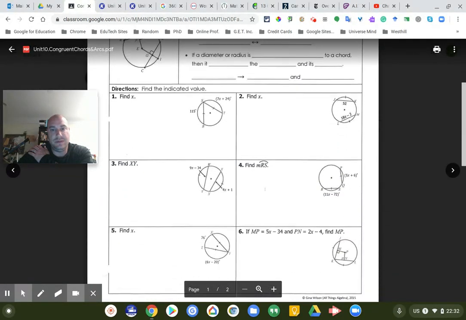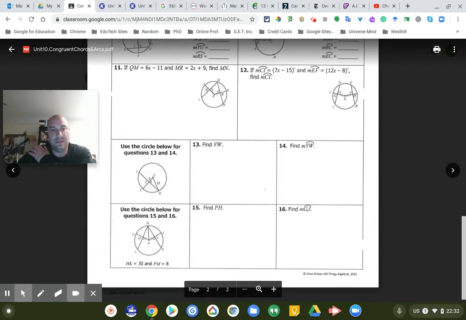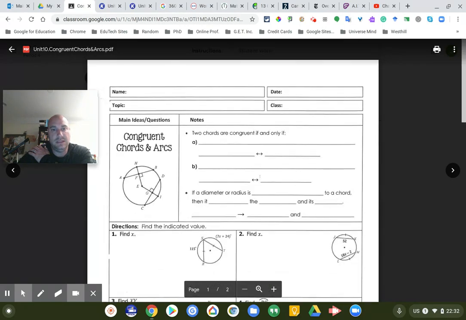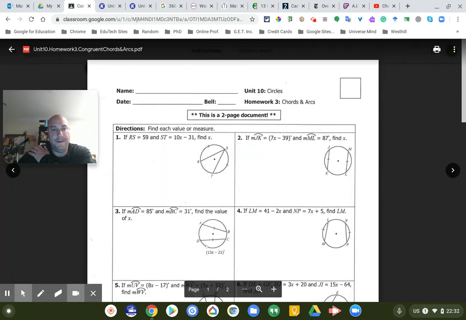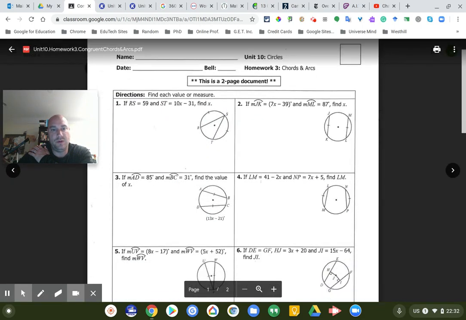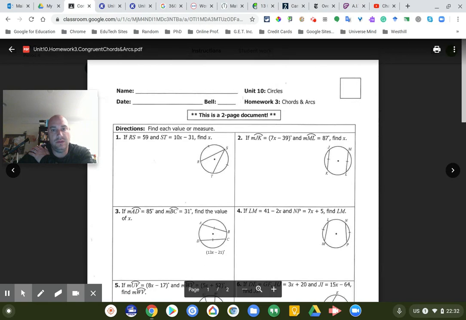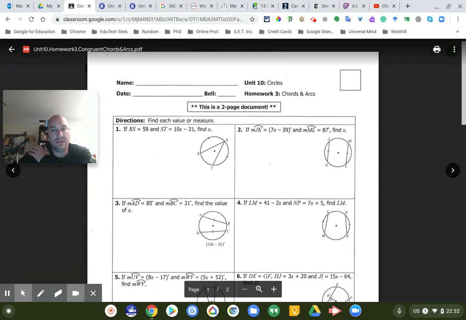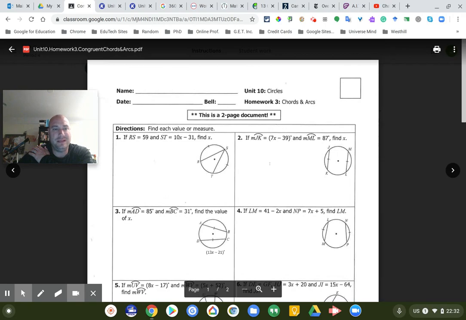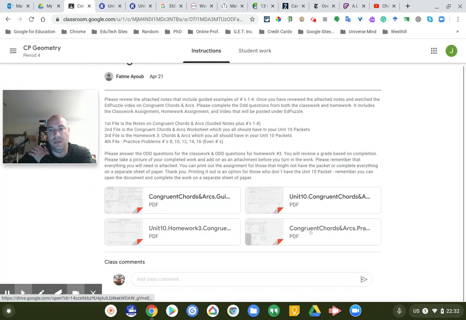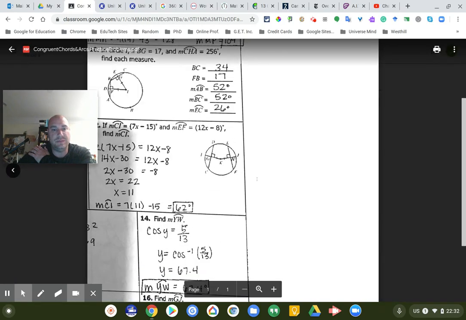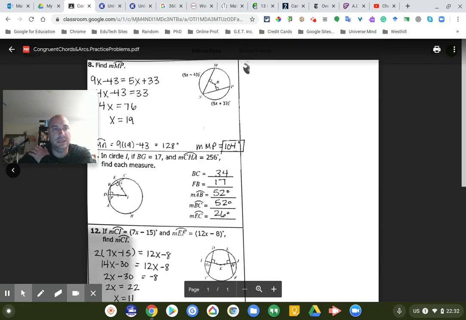These are the notes, they're blank, and she's asking us to do the odds, similar to what she asked us to do last week. This is the homework, Unit 10 homework 3, chords and arcs. It looks more complicated, to be honest, than it really is. But like I said, I'll go through that with you. And then the congruent chords and arcs practice, there are some practice problems here that she did.